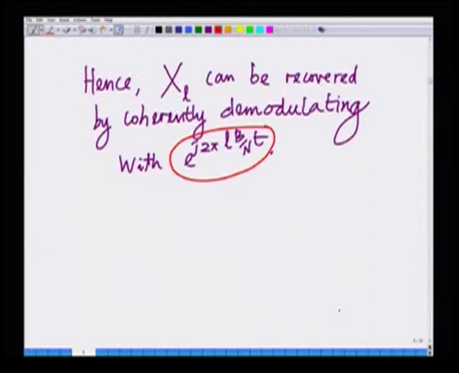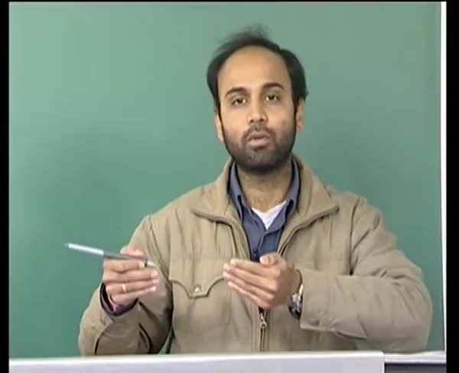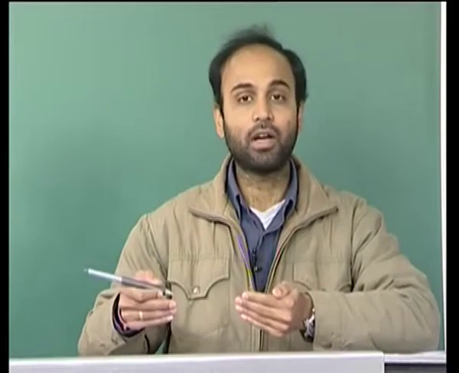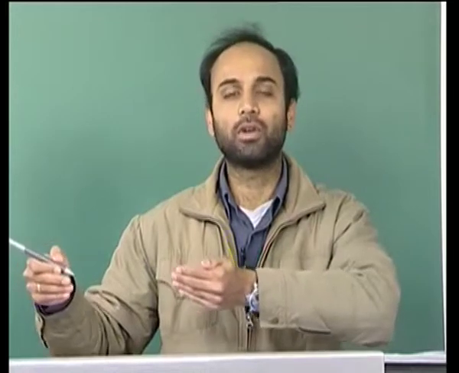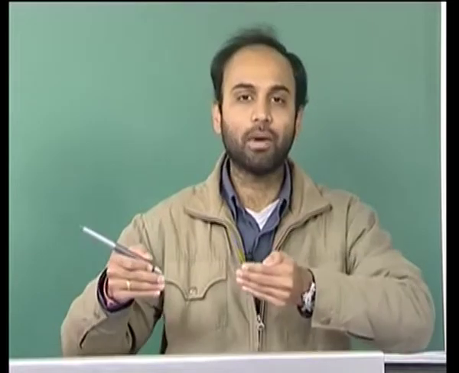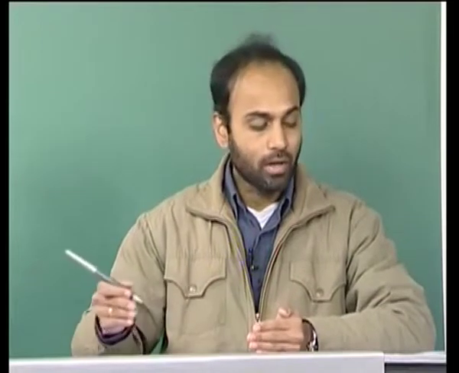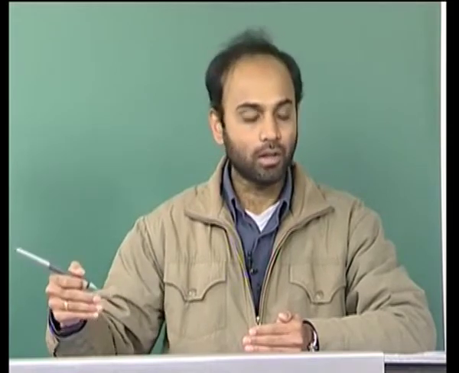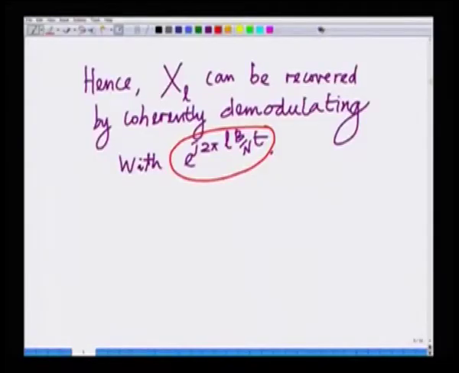So, what I need at the receiver are n demodulators e power j 2 pi L b over n t, with L equals minus n by 2 minus 1, minus n by 2 minus 2, and so on up till n over 2, because remember the index is slightly different. It is not from 0 to n minus 1, it is from minus n by 2 minus 1 to n over 2. So, by demodulating with the coherent subcarriers appropriately, I can recover all the modulated information symbols.